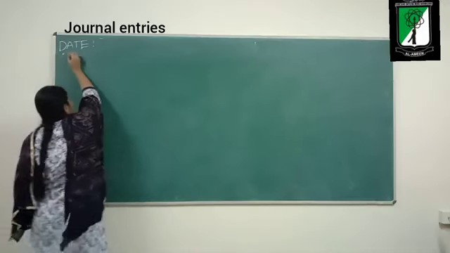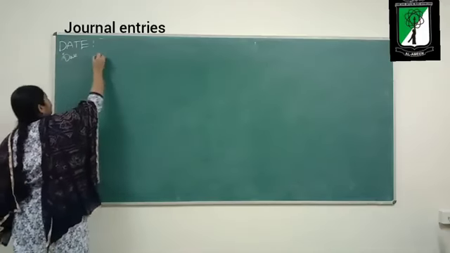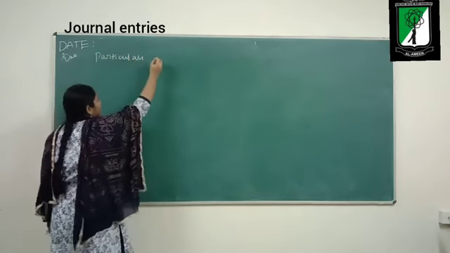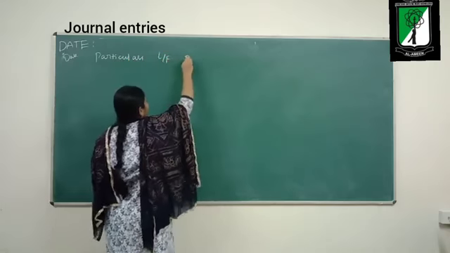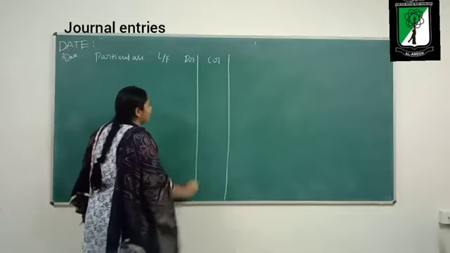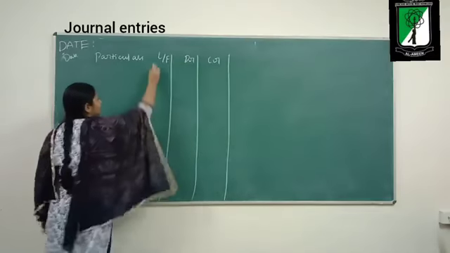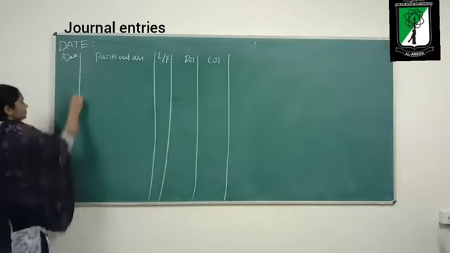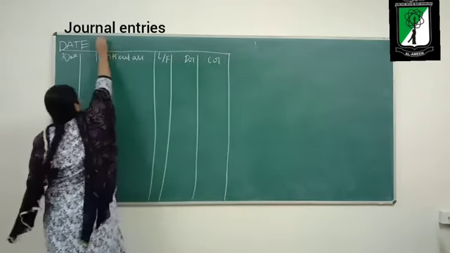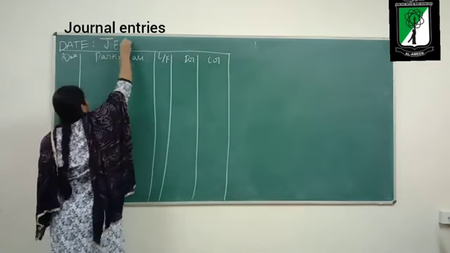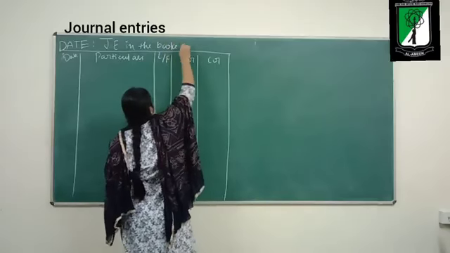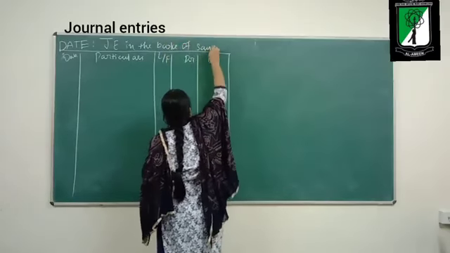Now write the format of the journal. What is the format? Date, particulars, LF, debit, credit. So this is the format of the journal. Journal entries in the books of Sangeeta.